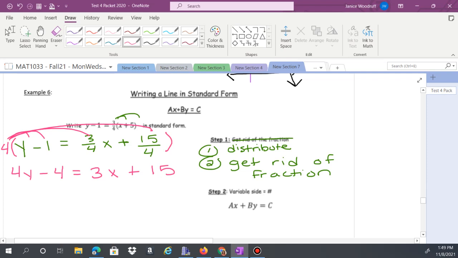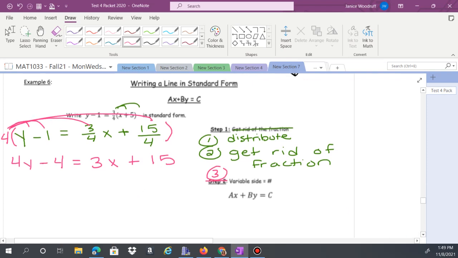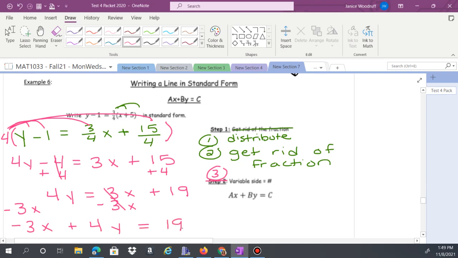Now you want x and y on the same side, so this will be step 3. Okay, so we're just going to use addition and subtraction for that. So I'm going to take the -4, I'm going to go over here. So that's going to give me 4y equals 3x plus 19. Then I want x over here, so I'm going to subtract it. Can't add x and y together, so I'm just going to write them next to each other. So I have negative 3x plus 4y equals 19.